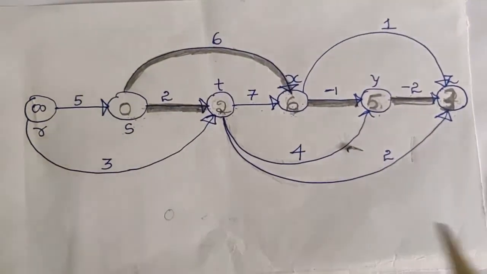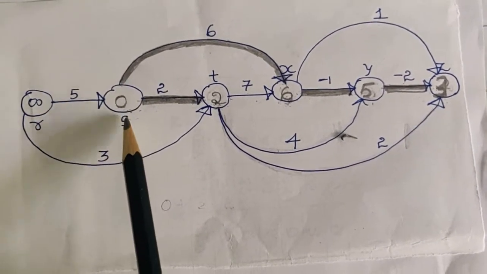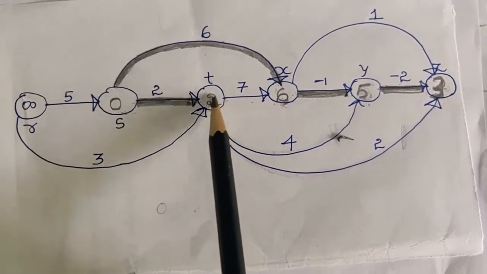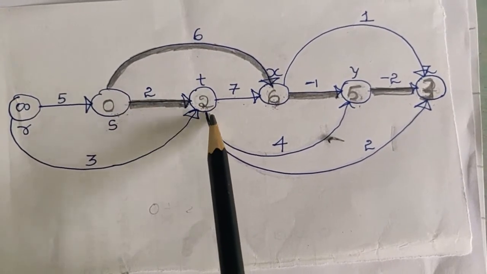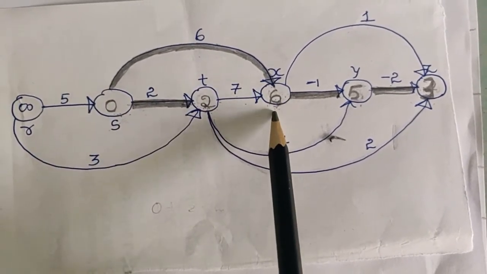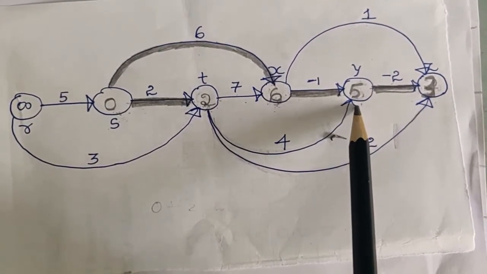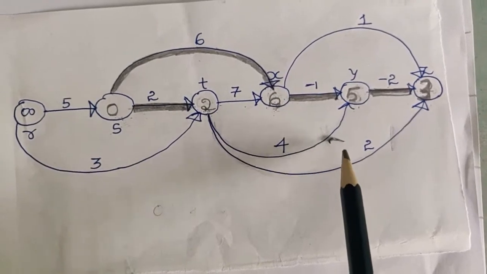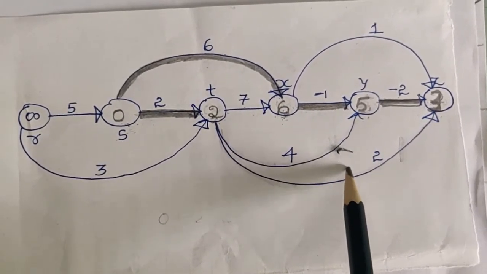At the end of all 5 steps, we found the final solution for this graph. This is the source node having the node value 0. This is the next node T having the node value 2. This is X having the node value 6. This is Y having the node value 5. This is Z having the node value 3. This is the optimized solution for this particular graph.